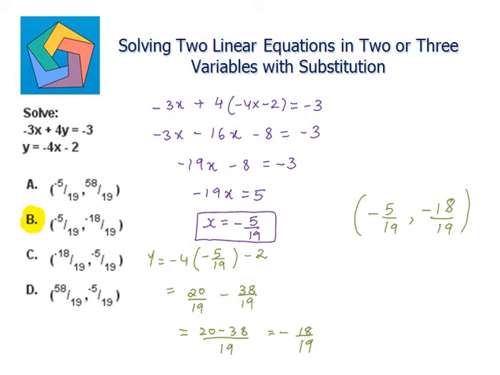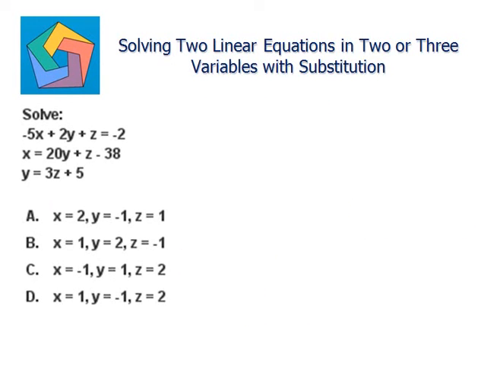Next problem. Solve negative 5x plus 2y plus z is negative 2, x is equal to 20y plus z minus 38, and y is equal to 3z plus 5. Now I have 3 equations here and 3 variables. So let me first of all put the y value in the second equation. And since my y is in terms of z, I'll get my x also in terms of z.